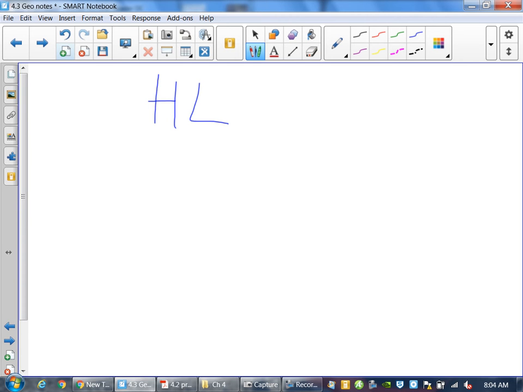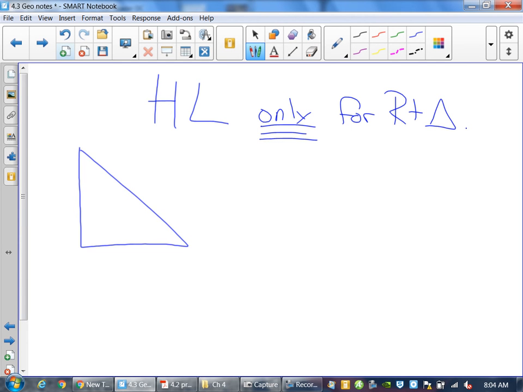Hypotenuse leg is only with a right triangle. It doesn't mean that every time you see a right triangle, it's going to be a hypotenuse leg, but this is the only time that this does occur. In a right triangle, we all know that you have what angle? 90 degrees. Where is the hypotenuse located in a right triangle? The long side, opposite the 90-degree angle. That's my hypotenuse.